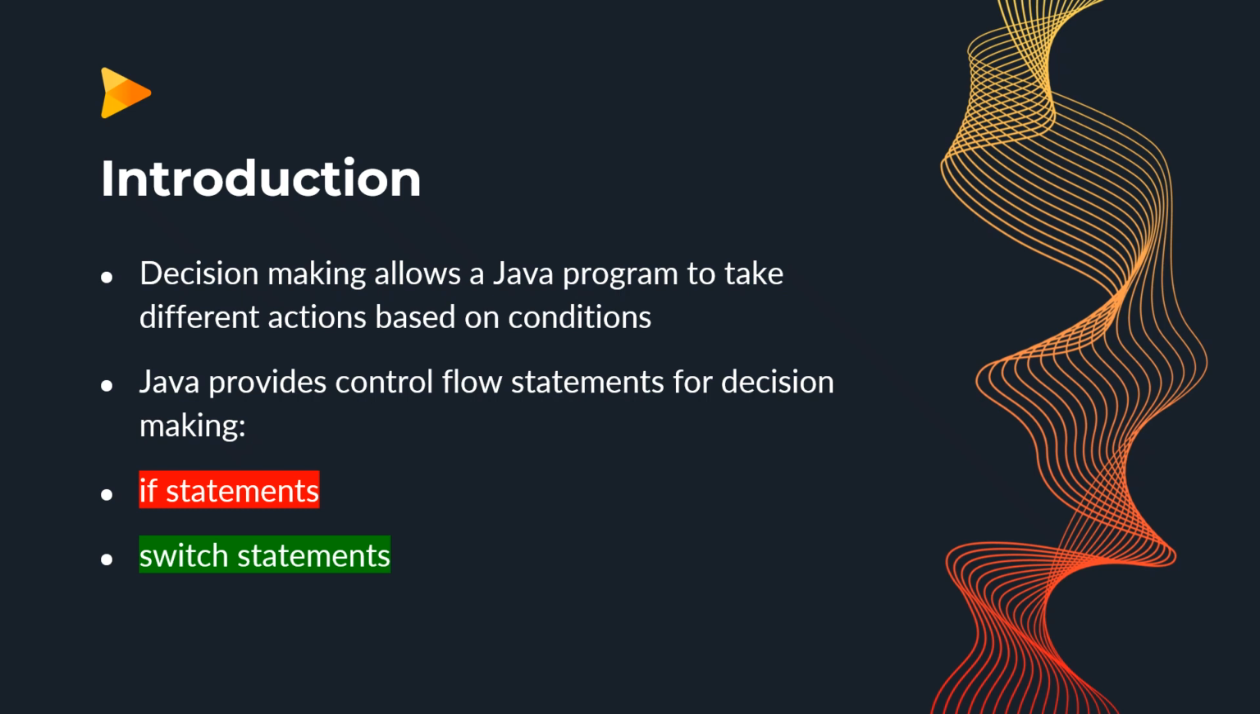Java provides control flow statements for decision making. There are different rules in Java to perform decision making, and Java also provides different inbuilt keywords which perform decision making. The first one is the if statement, and after that there is the switch statement. We are going to see how they perform.